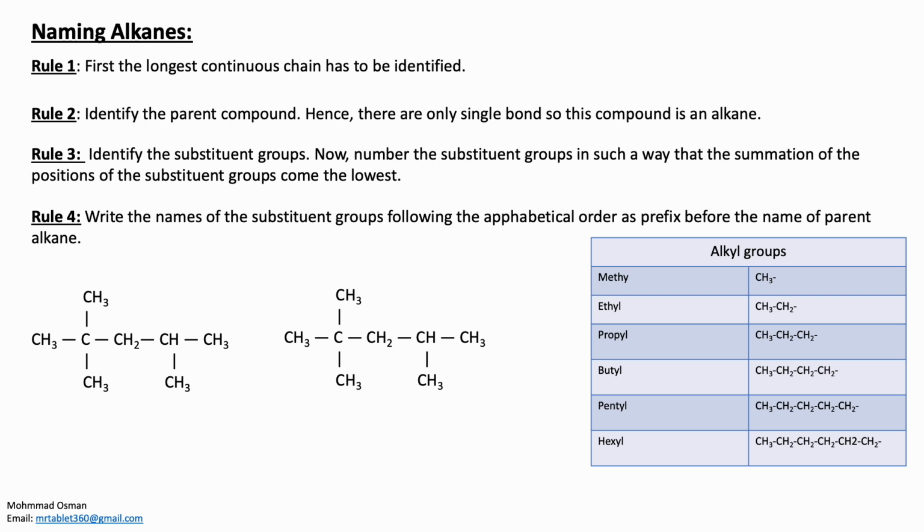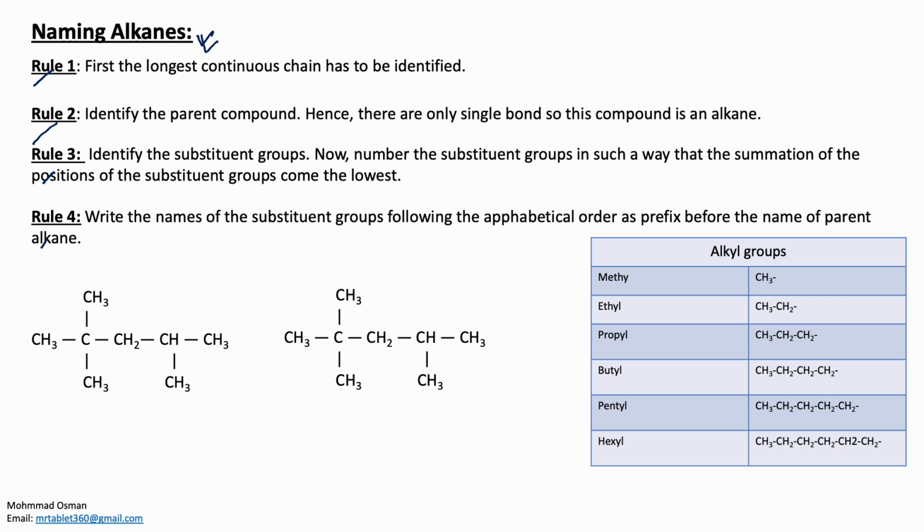I have cleared my concept and I thought to make a video series so that I can make you understand better. Naming organic compounds is very easy if we know 4 rules: rule number 1, rule number 2, rule number 3, and rule number 4. Today we are going to see naming alkanes.